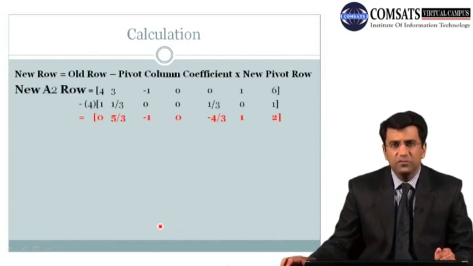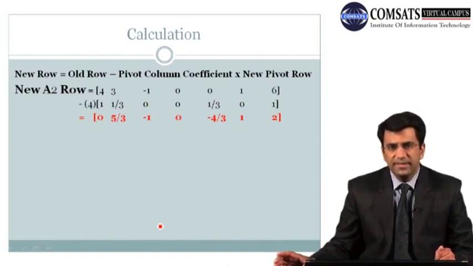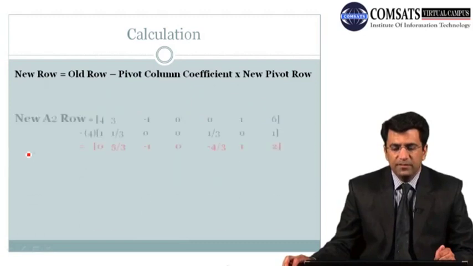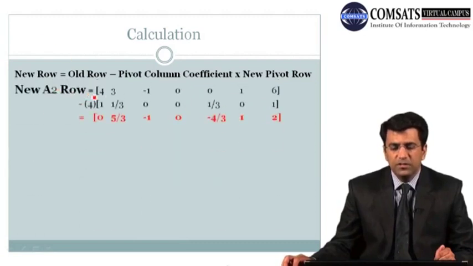Now as the next step, we'll have to find out the values of all the other rows other than the pivot row. So the formula for calculation of the other rows is: new row is equal to old row minus pivot column coefficient multiplied by new pivot row. Now in this particular case class, let's compute our new A2 row, and for this A2 row the formula is old A2 row minus the corresponding pivot column coefficient multiplied by the new pivot row.